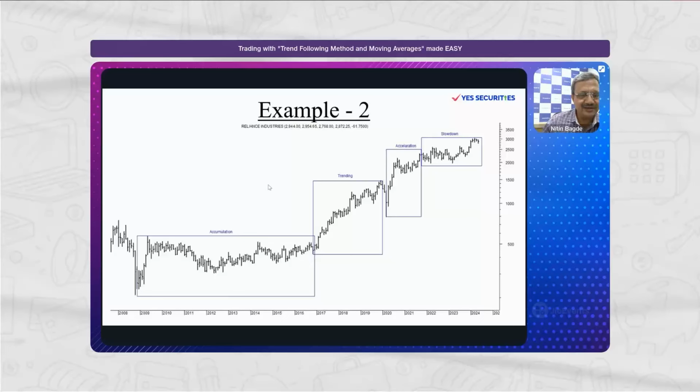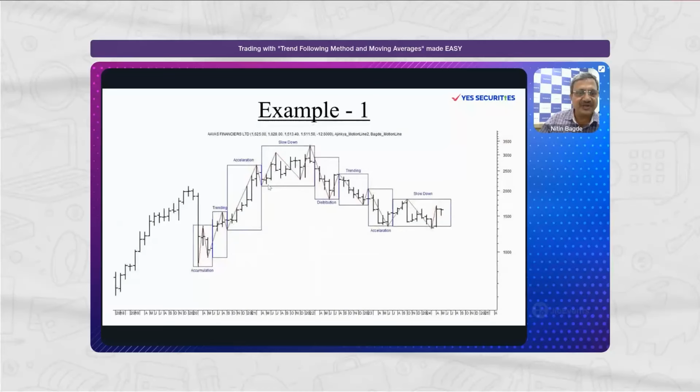Around 2009, the accumulation started. The main problem during accumulation is how much time accumulation is going to take. No one can answer that. It can take months, it can take years. In the previous example, it took only 2 to 3 months.